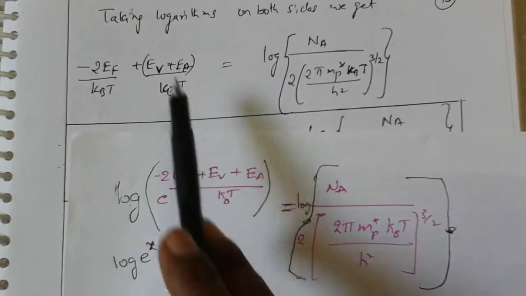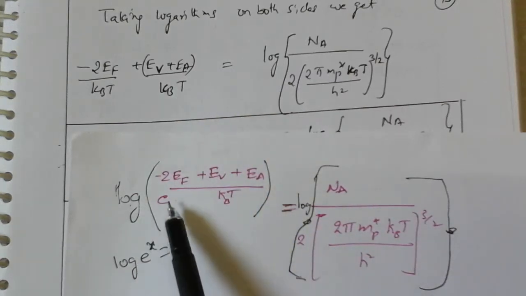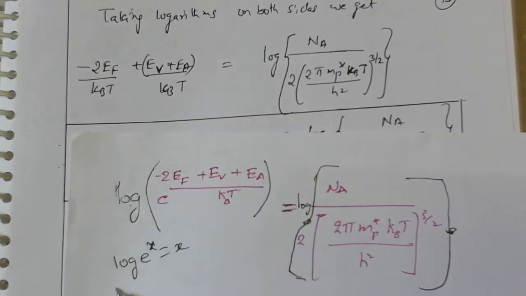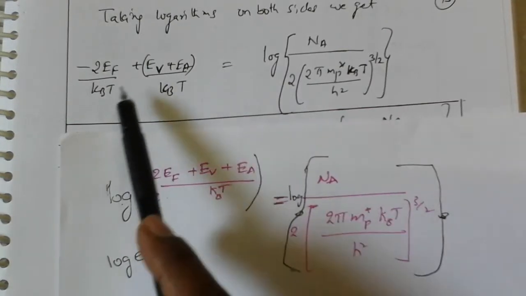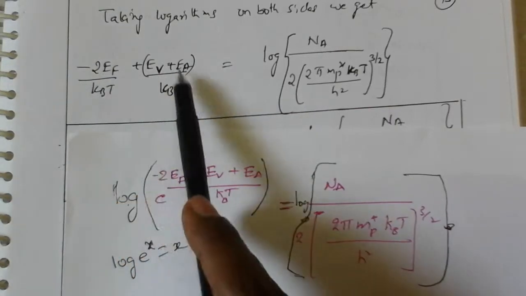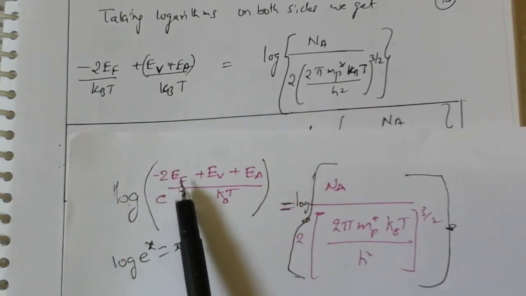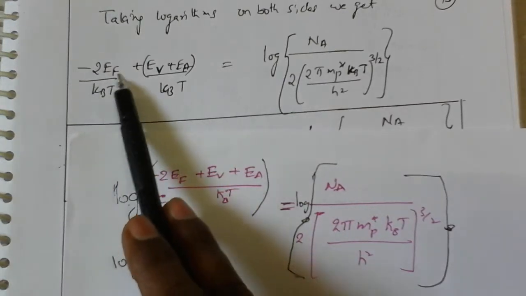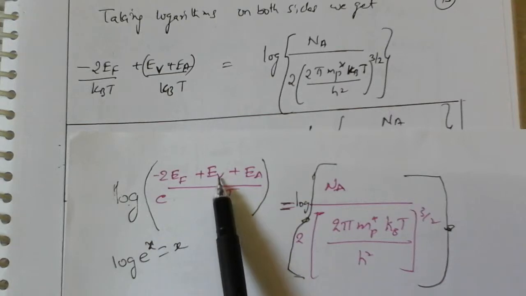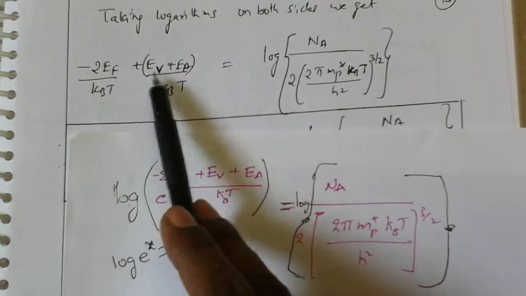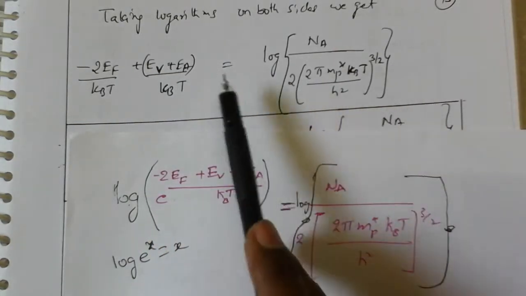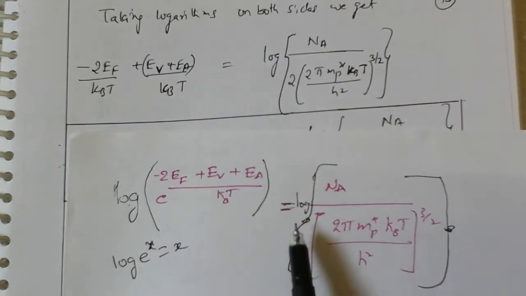So if you compare this equation and this equation, log e power x is equal to x. This is x. So this x value we are writing after a small simplification. That is minus 2Ef by kBt plus Ev plus Ea by kBt, which is equal to what we have written here.